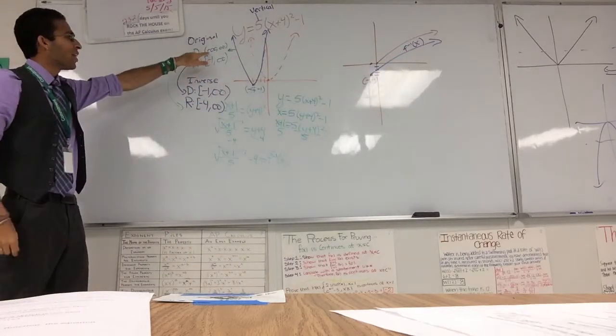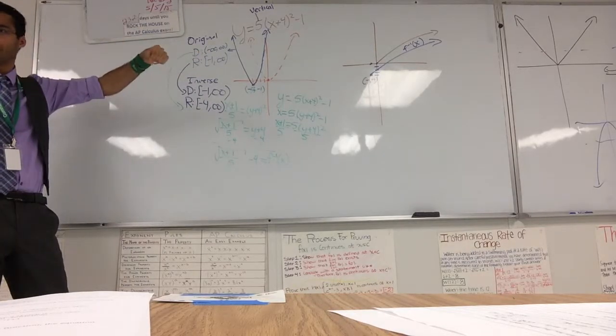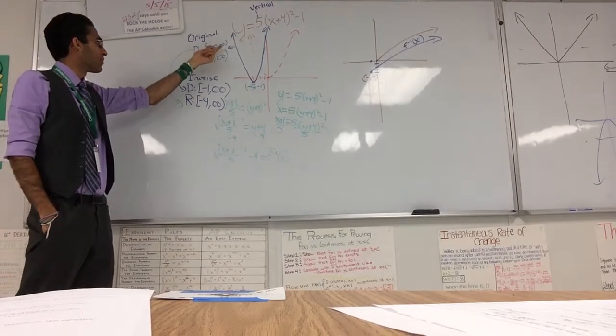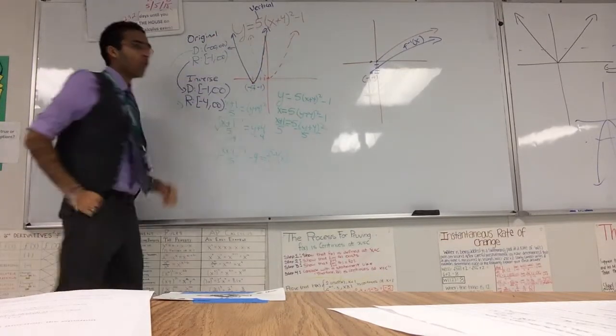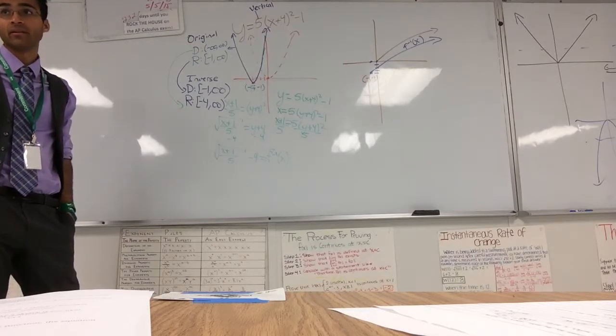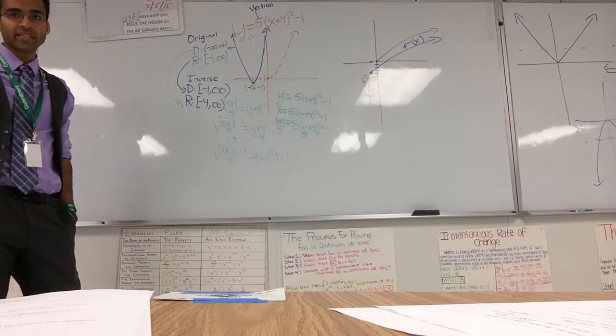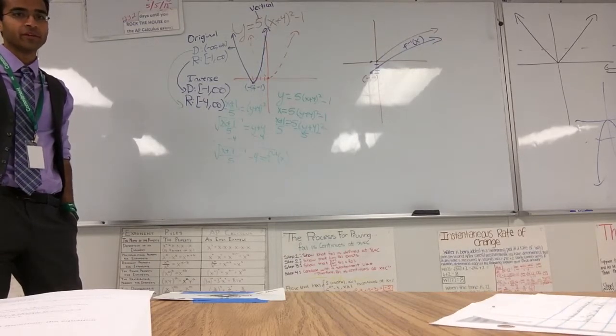So the domain of what we graphed, or of what we found the inverse of, was -4 to infinity. We did not find the inverse of the entire domain. We restricted the domain. That's the key here.